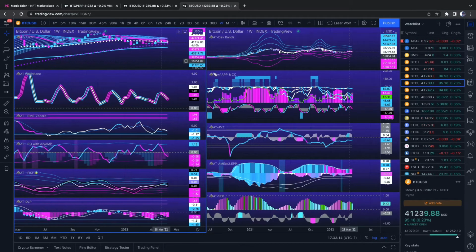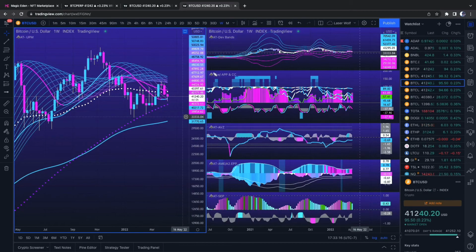It'd be nice here on the weekly to see this reverse Fisher support the reverse wave trend, right? Wave trend in white dots, reverse Fisher purple. That'd be real nice. So it could take off again.